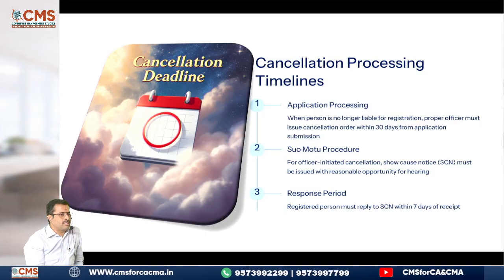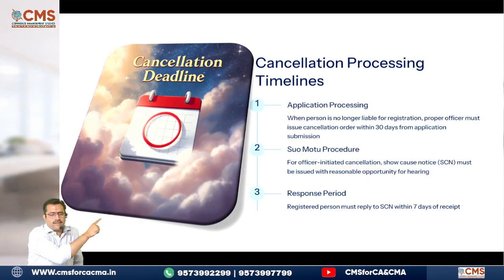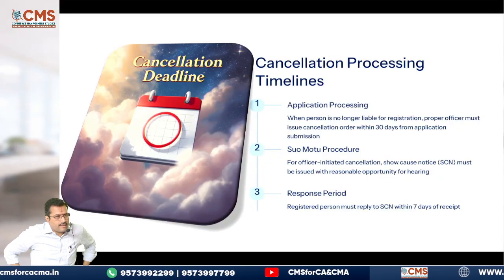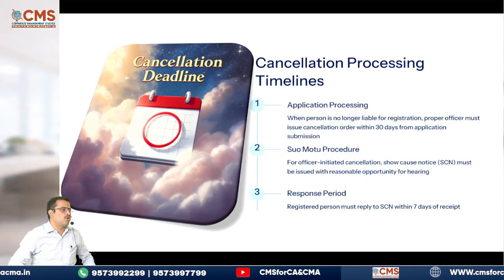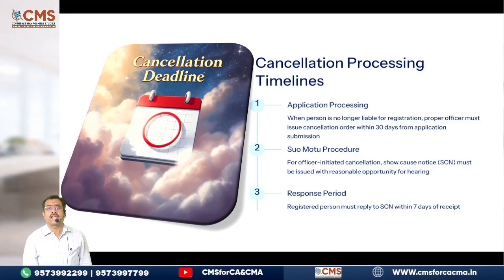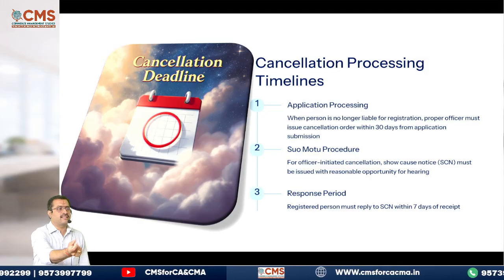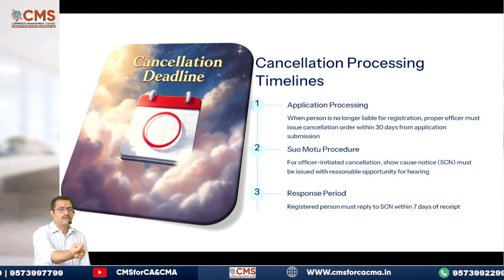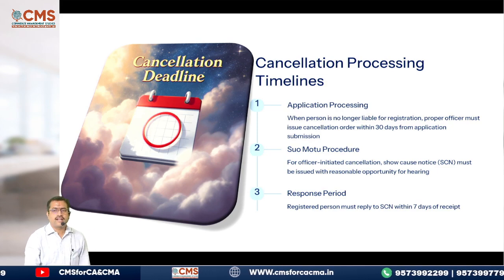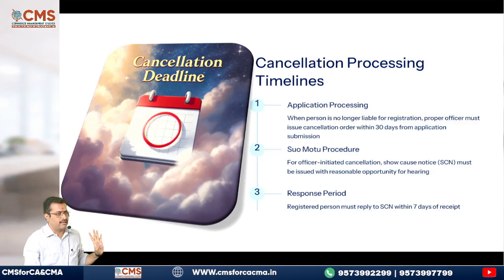Then cancellation processing timelines. What are the application processing timelines? Let's see. When person is no longer liable for registration, the proper officer must issue cancellation order also within 30 days from the date of submission of the application. Second, suo moto procedure. Suo moto means officer himself. When officer himself is going to cancel, what he has to do first? Officer cannot cancel the registration without issuing a show cause notice. Then lastly, after he issues show cause notice, he will give you time of 7 days to respond. If you don't respond, then he will cancel.